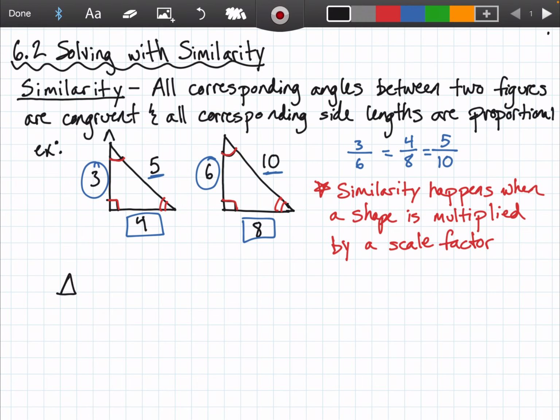I'm going to go A, B, C, D, E, F. Okay, so I'm going to say triangle ABC is similar to, which is like a little squiggle, tilde, I believe is what it's called, to triangle DEF. This is what we call a similarity statement.